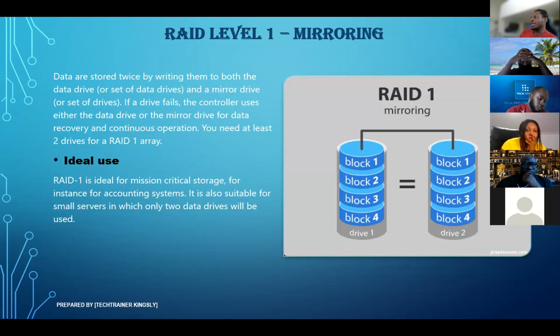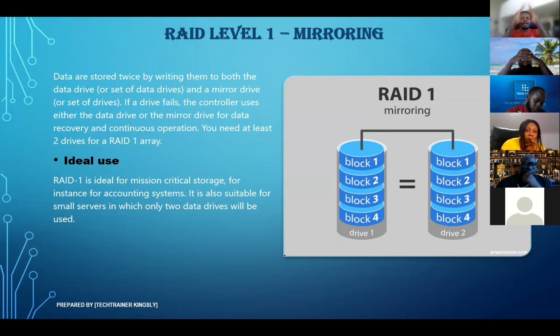And now this is RAID 1. Data are stored twice by writing them to both drives. So see how the difference is. In the other one, data were being striped, but in this one, it says mirroring. When it says striped, that means the data is being broken up across both sides. But now in this one, what is on this drive is equal to what is on this drive. That means the data is being stored on both sides evenly.